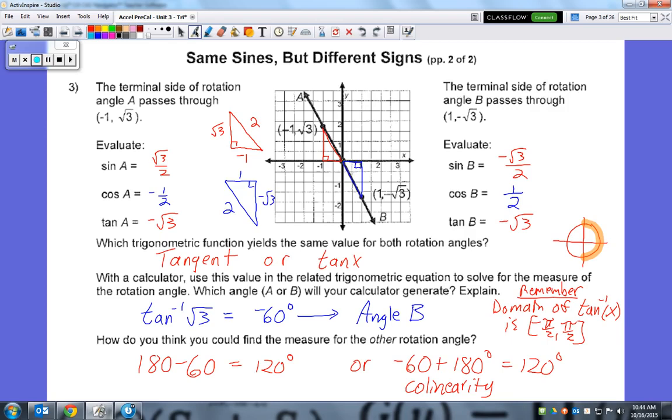So now I go through the point -1 and root 3. So -1 and root 3 is here. Looking at that, I create my triangle quickly. Again, this is my origin reference.